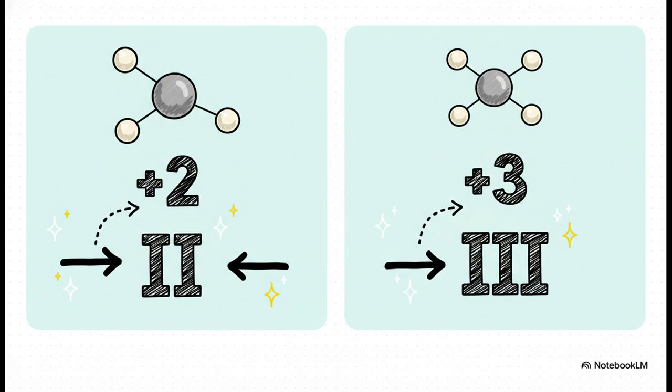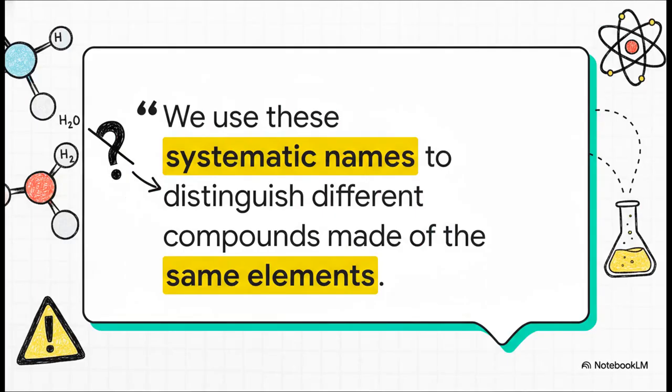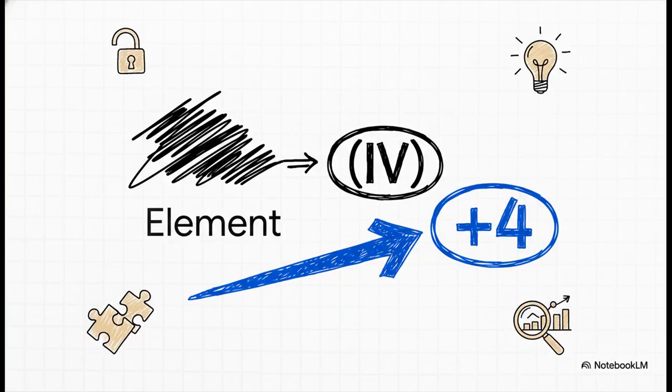It's that straightforward. And this really gets to the heart of why this whole system exists. It's designed, as our source material says, specifically to distinguish different compounds made of the same elements. It just gets rid of any possible confusion, which is absolutely essential for clear and safe science. So look, if you remember just one thing from all this, make it this. The Roman numeral you see in a chemical name is literally telling you the oxidation number of the element that comes right before it. It's not just a random label, it's a crucial piece of data hiding in plain sight.